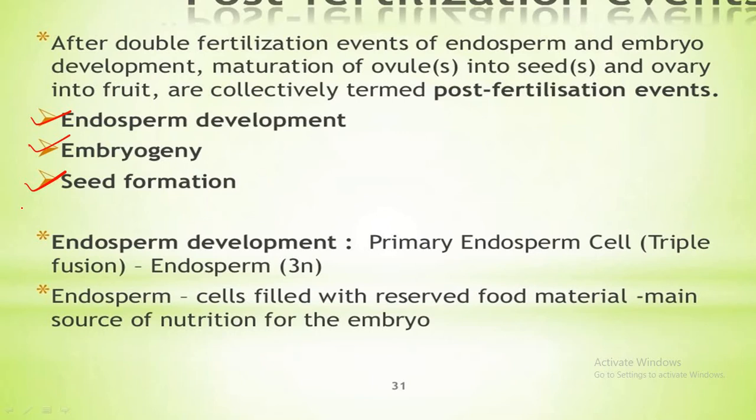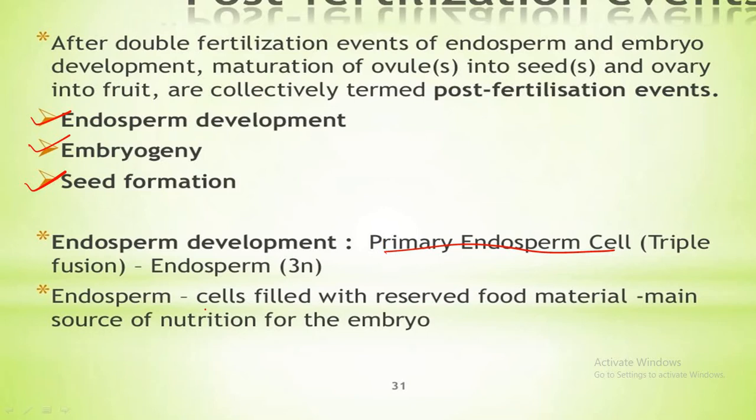Now let us study the development of an endosperm. Endosperm development precedes embryo development. That is, before the embryo development takes place, the endosperm development takes place. And the process takes place by different steps. The first step is the primary endosperm cell. This primary endosperm cell divides repeatedly and forms a triploid endosperm tissue.